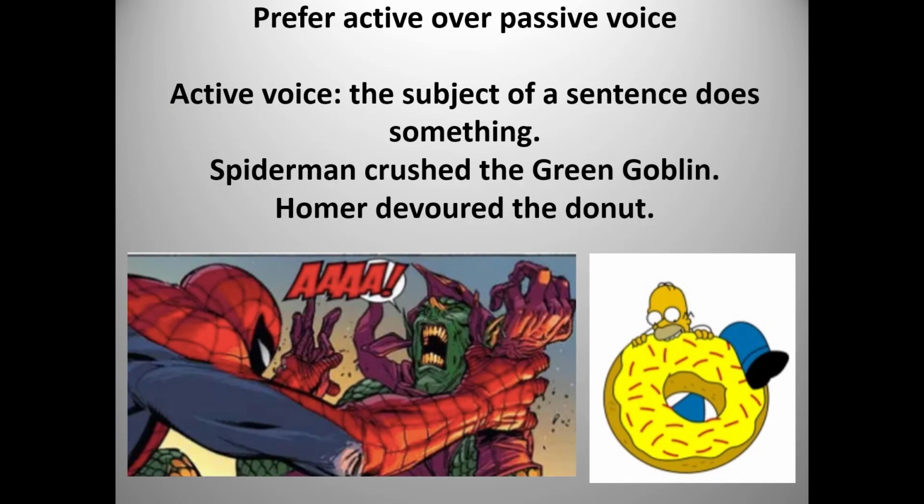The third element of good writing that we're going to be looking for in these essays is using the active as opposed to the passive voice. I think the clearest way to explain this is with an example. So, here is active voice. Spider-Man crushed the Green Goblin. Spider-Man is the subject and leads off the sentence. Similarly, Homer devoured the donut. Homer's the actor.